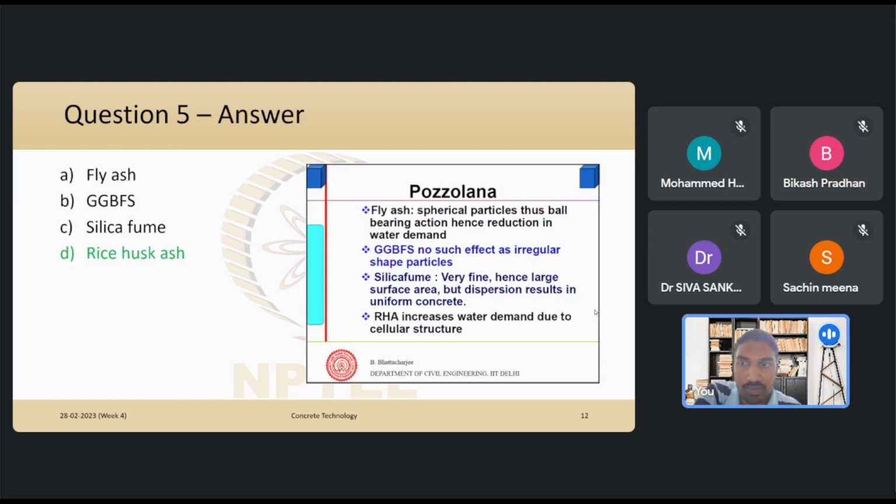So the right option is option D, rice husk ash. When we are talking about water demand, it depends upon how fine the admixture particles are, right? If you remember the physical characteristics, we saw that fly ash has spherical particles, but the size is not too fine, right? GGBFS has irregular shaped particles. Silica fume is fine, but rice husk ash has the highest specific surface among all the four, and therefore it will result in an increase of water demand to a large extent relative to the other three, right? So therefore, rice husk ash is the right option.